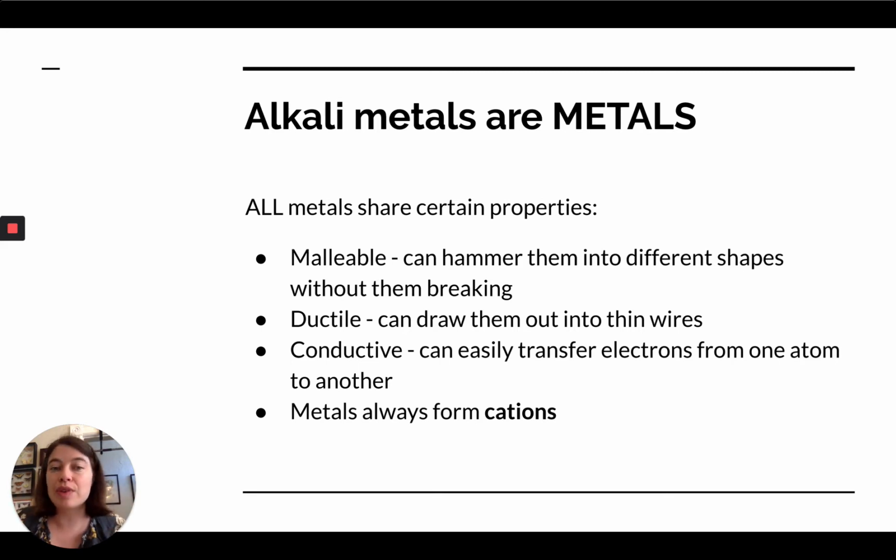So the wiring in your house might be made of copper wires, and you can make wires out of any kind of metal. Metals are conductive. That means they can easily transfer electrons from one atom to another. The electrons can just sort of jump from one atom to the next, to the next, to the next. They're very easy to share.